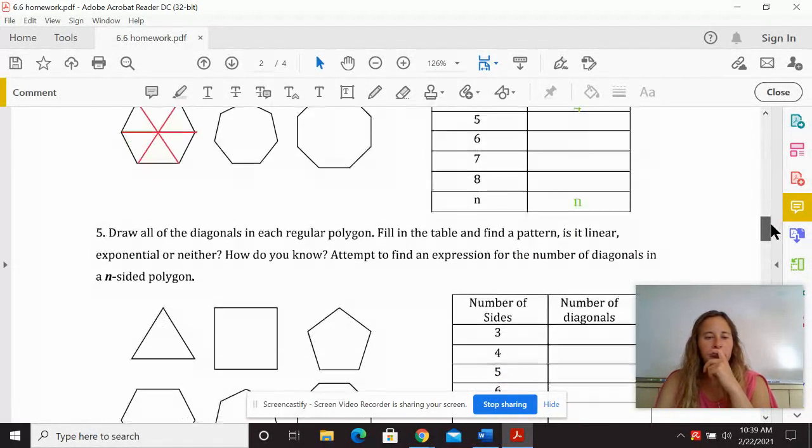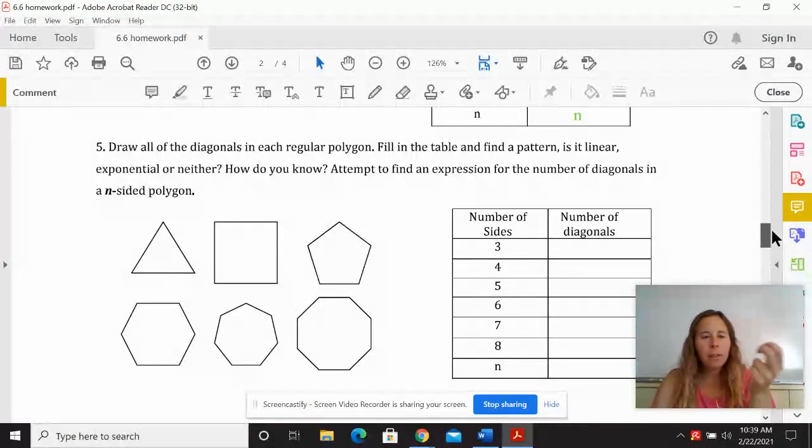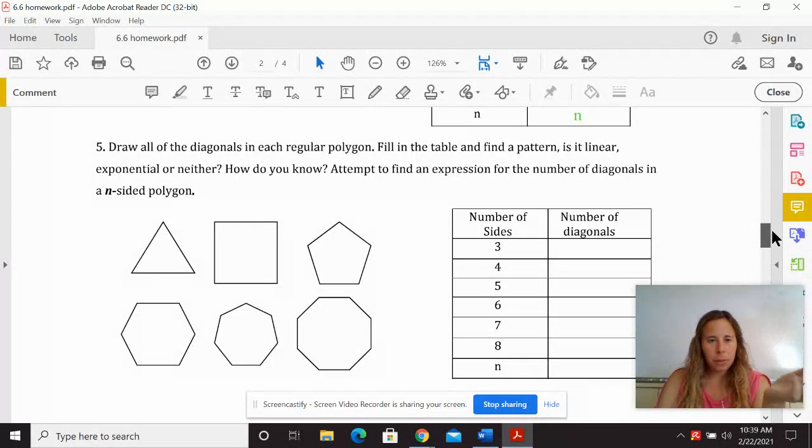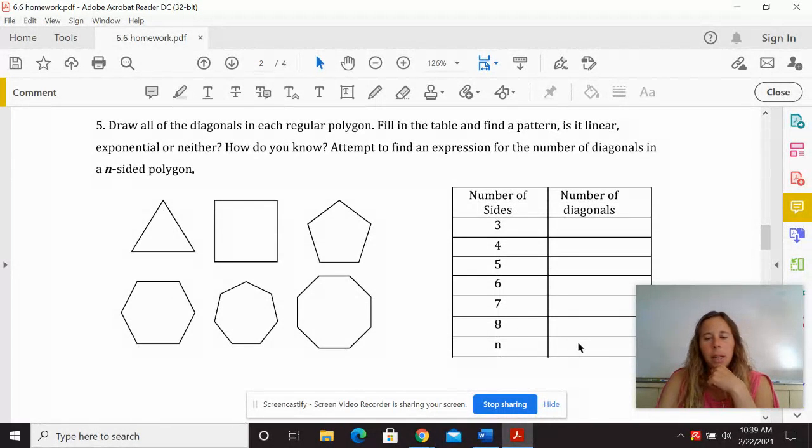Moving on. Now, number 5, you're going to draw all of the diagonals in each regular polygon. Fill in the table and find a pattern. Is it linear, exponential, or neither? How do you know? Okay, so this one's going to be hard, where you try and find an expression, so I'll be pretty impressed. But I want you to try it.